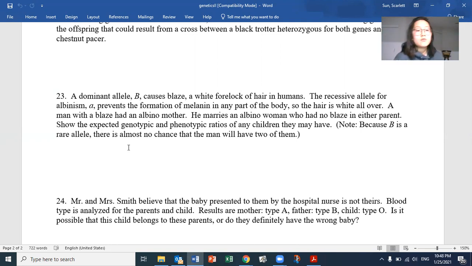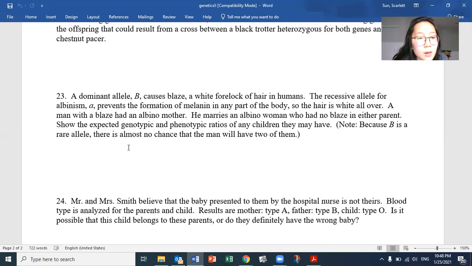The recessive allele for albinism, which is lowercase a, prevents the formation of melanin, or the coloring pigment, in any part of the body, so the hair is white all over. So you can't see blaze if you have albinism, which is kind of interesting because then one of the genes could be hiding the other gene's phenotype.